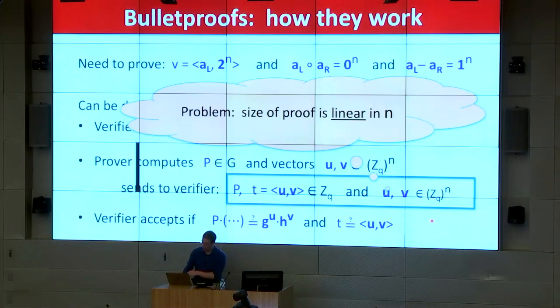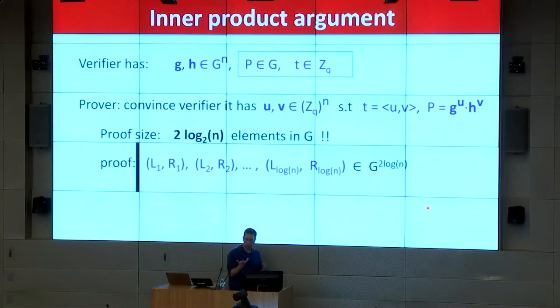Well, it turns out this task can be done more efficiently. There's what's called the inner product argument, which is at the heart of bulletproofs. And the inner product argument basically says the following. Here, the verifier has P and T. T is the inner product, remember? And the prover wants to convince the verifier that it has two vectors u and v such that T is in fact the inner product of u and v, and P is g to the u, h to the v. The easiest thing to do, which is what we did before, is just send the two vectors u and v.